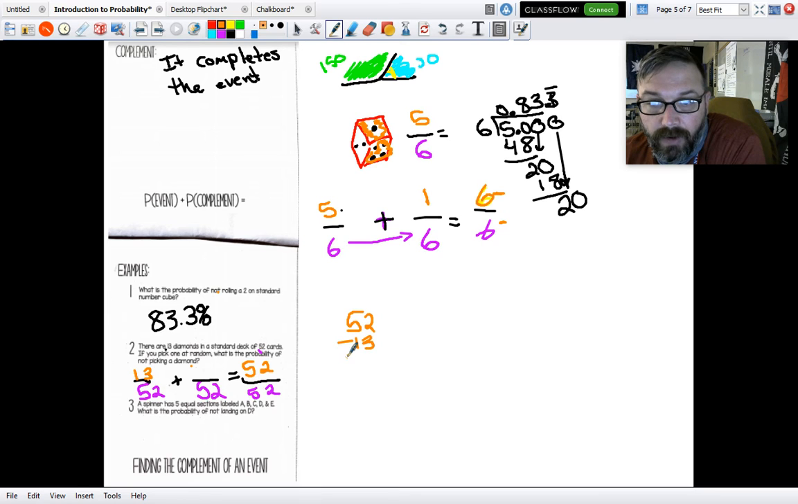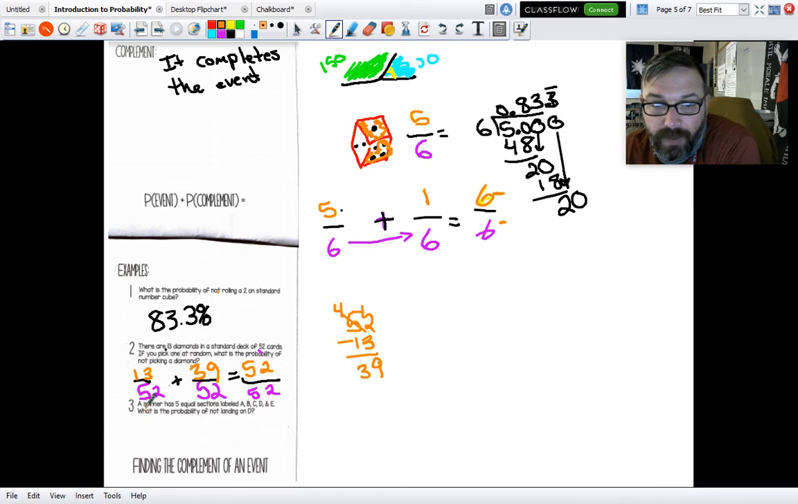Well, that's just simple subtraction, right? 52 minus 13, beg, borrow, and steal. 12 minus 3 is 9. 4 minus 1 is 3. So there would be a 39 over 52 chance of not getting a diamond. The complement completes the entirety of it. It's going to make sure you have one whole.